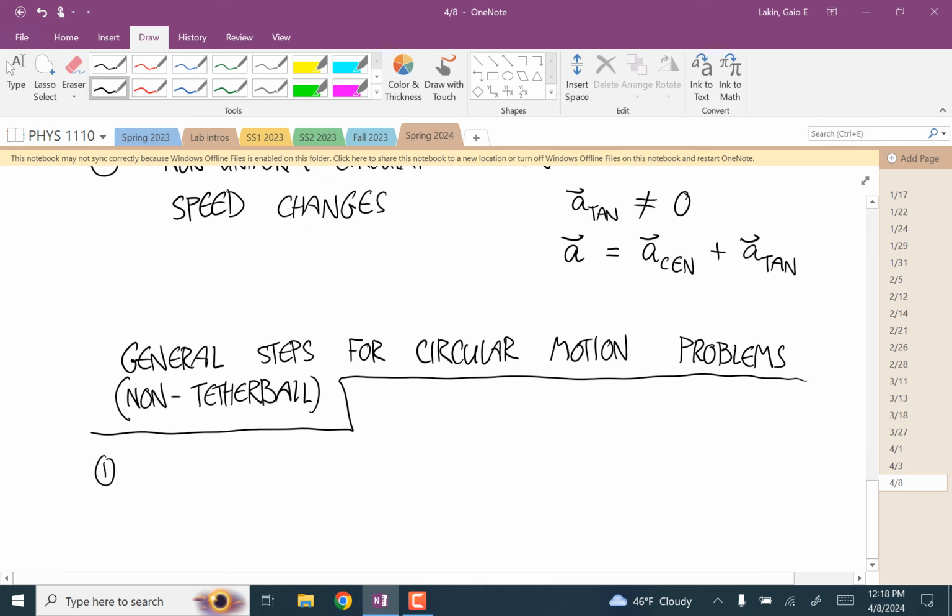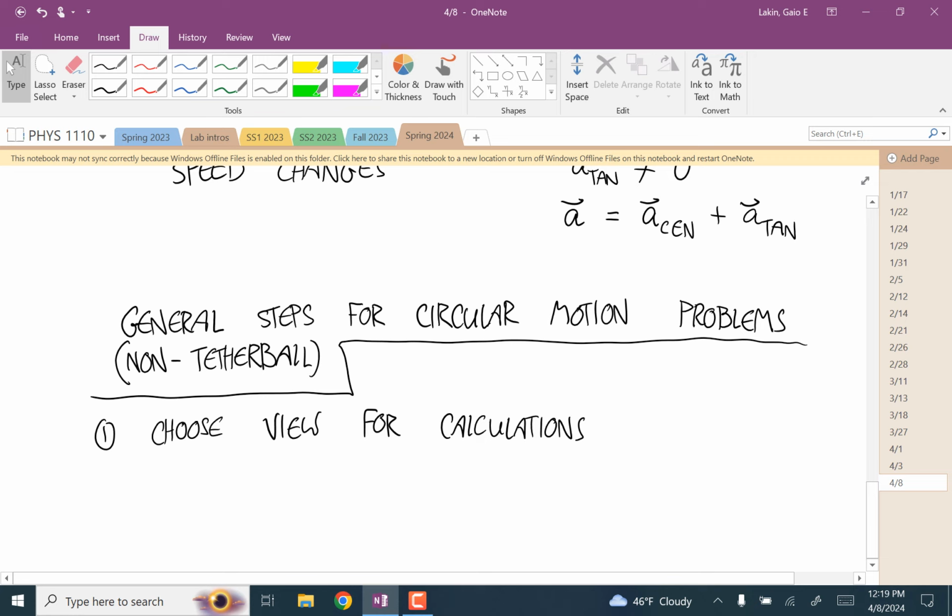So the first step is you need to identify a plane where this motion is happening. You're going to choose a view for your calculations, and you're going to choose to be looking directly at the plane of the motion. So choose a view for the calculations where the circular path is visible.